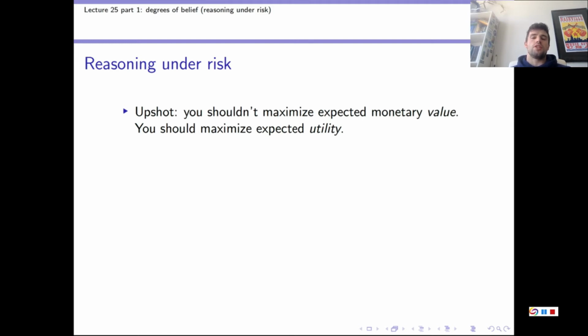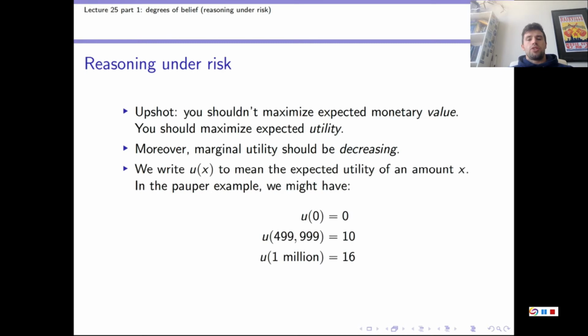That's not how you should solve these questions, but they should instead be maximizing expected utility. And moreover, marginal utility shouldn't be constant like we initially assumed it was in the case of money, but marginal utility should be decreasing. So let's look at that in more detail. We write u of x as the associated utility of an amount x, and the idea is that in the case of money, for example, we might have u of $0 is 0, and u of $499,999 is 10, and u of $1 million is 16.